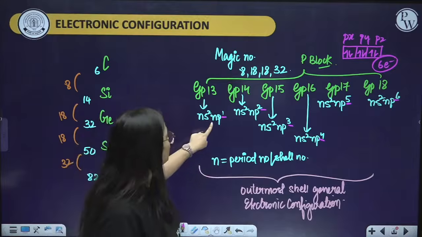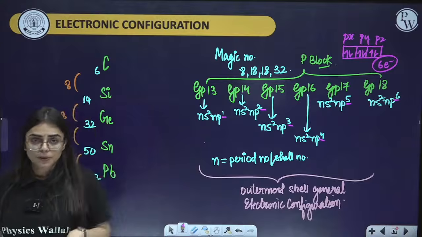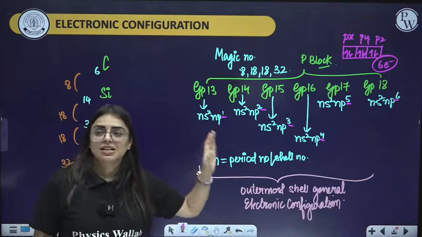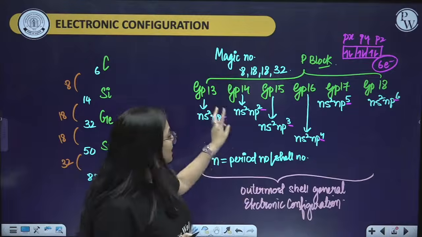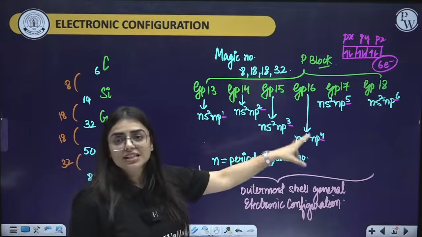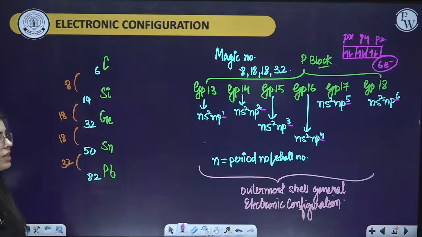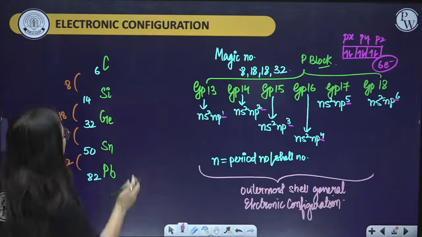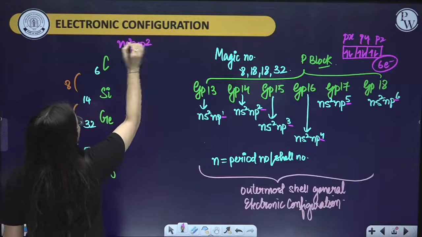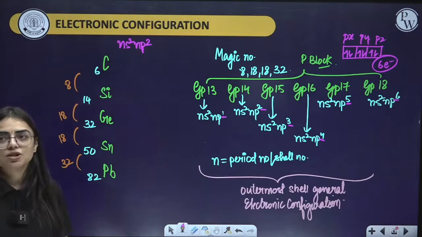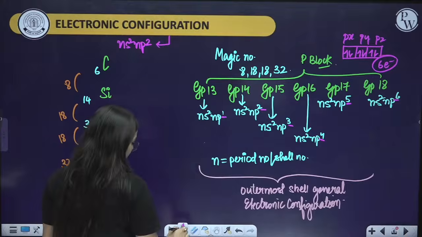So if I talk about the very first case of group number 13, there is 1 electron present in the outermost shell of the p orbital. In the second one, group 14, 2 electrons are present in the outermost shell of p orbital. In 15 it is 3, in 16 it is 4, in 17 it is 5, in 18 it is 6. So if I talk about the general electronic configuration for group number 14 students, that comes out to be what, ma'am? ns2np2, where n represents your period number. So this is the general electronic configuration, right?